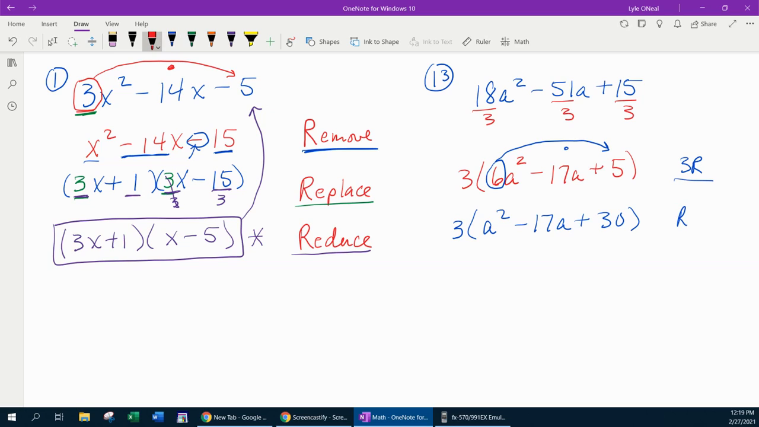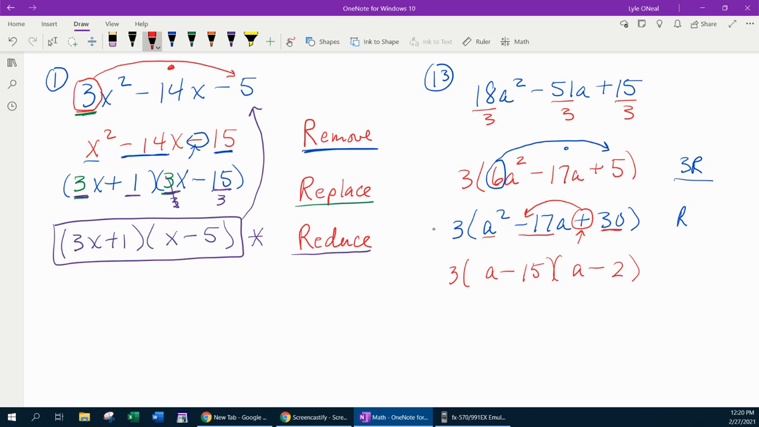And then I'm going to factor the standard trinomial that's left over with parentheses. I need to read the signs. They're both going to be minus, and fill in the blanks. A times A gives me a squared. Numbers that multiply to make 30, that add and make negative 17, that's going to be 15 and 2. 2 times 15 is 30. 15 and 2 is 17.